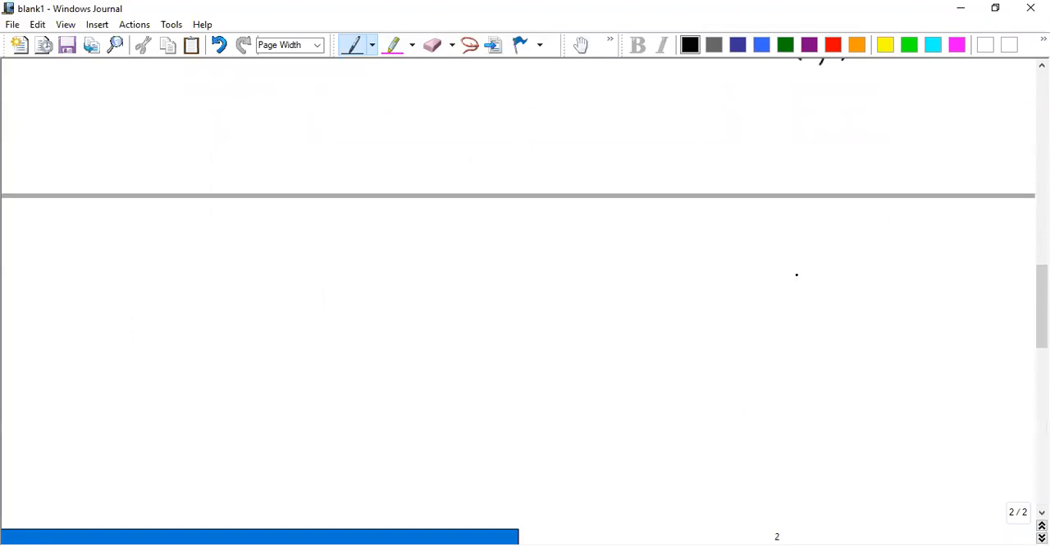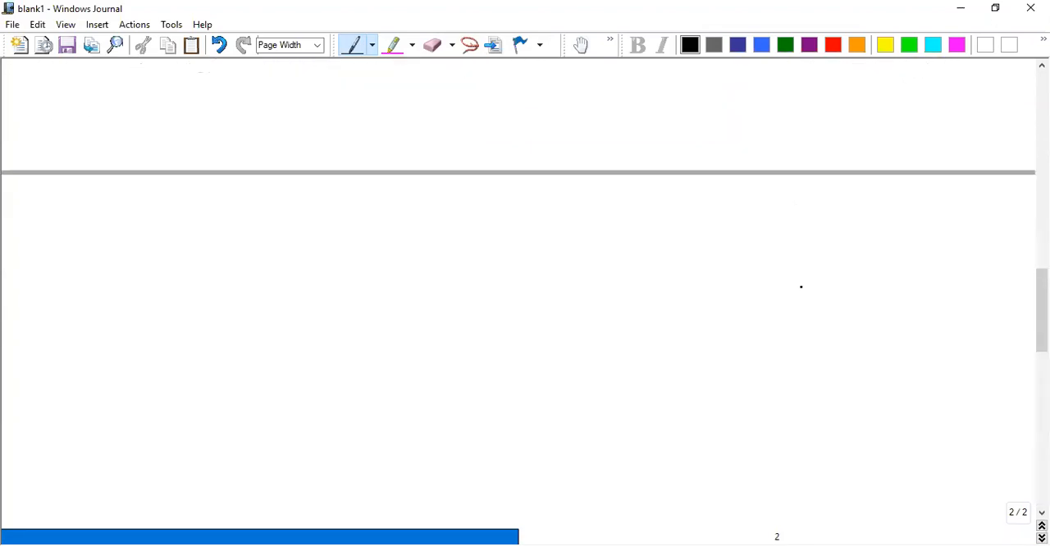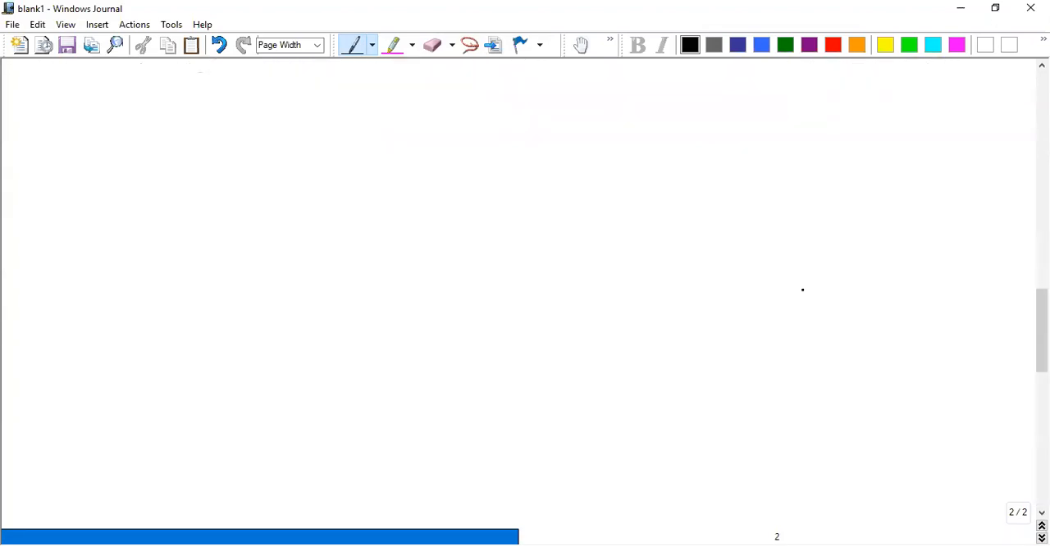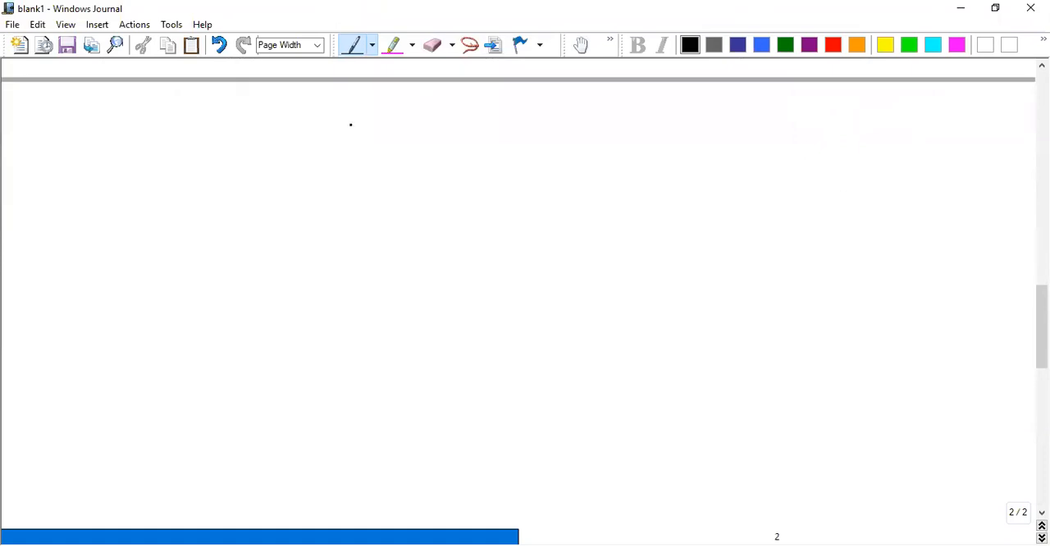So the procedure to solve a linear congruence. How to solve a linear congruence? The procedure is very simple. For example, we have a linear congruence 12x congruent to 48 modulo 18.